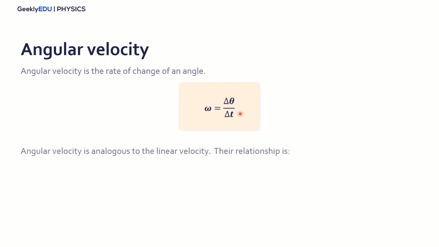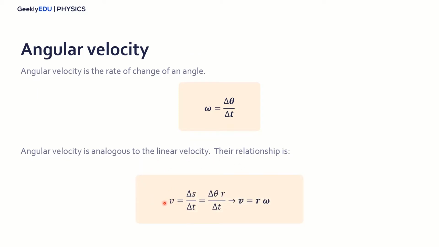Another thing, now talking about the motion itself, is the angular velocity. The angular velocity is the rate of change of an angle. So it's the rotation angle, the change of angle, divided by time. The angular velocity, you should know, is analogous to the linear velocity. And the relationship is this one.